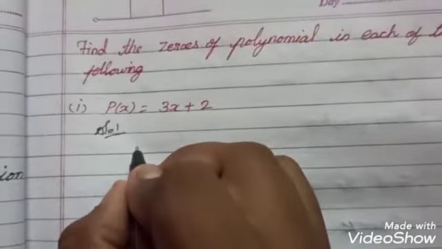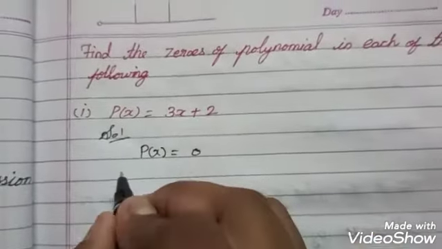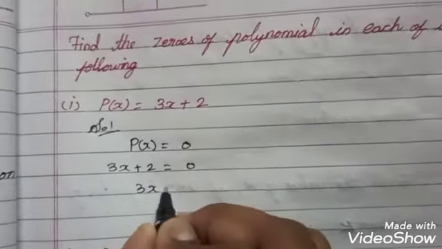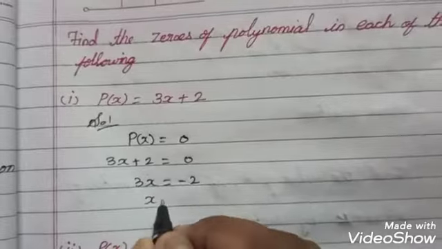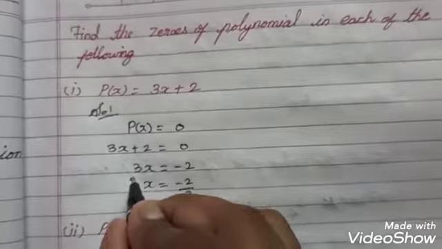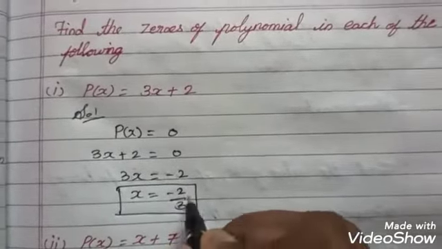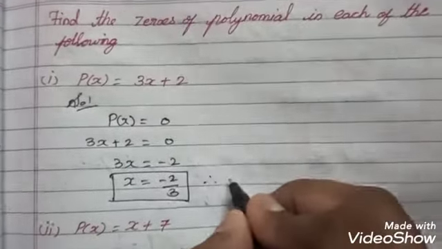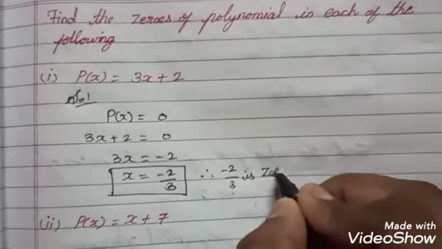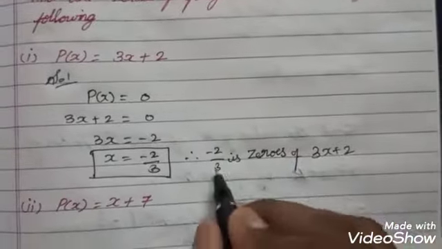So zeros of the polynomial means you know that p of x is equal to 0. So it should be 3x plus 2 equal to 0, 3x is equal to minus 2, x equal to minus 2 by 3. So now you know that this minus 2 by 3 is zero of the polynomial. Therefore minus 2 by 3 is zero of 3x plus 2.